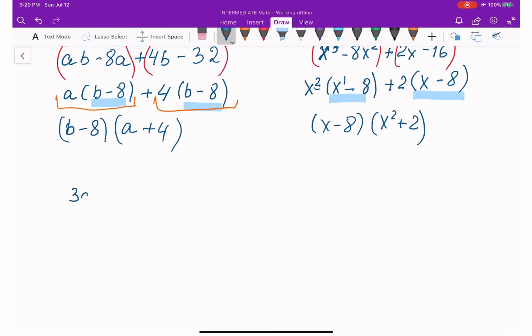Another one. 3ax plus 18bx minus ay and minus 6by. Okay, so let's combine.